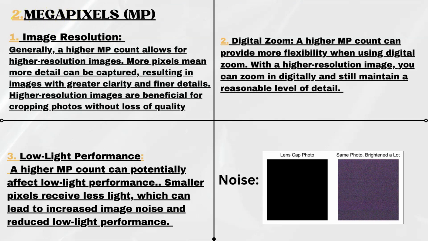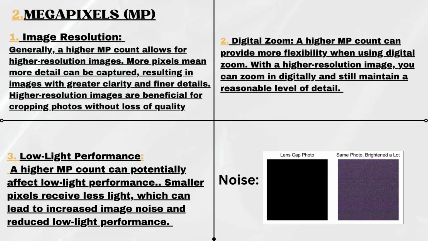3. Low light performance. A higher MP count can potentially affect low light performance. In smartphones with smaller camera sensors, packing more pixels into a limited space can result in smaller individual pixel sizes. Smaller pixels receive less light, which can lead to increased image noise and reduced low light performance. It's important to consider that the MP count is just one factor among many that determine the overall camera performance.